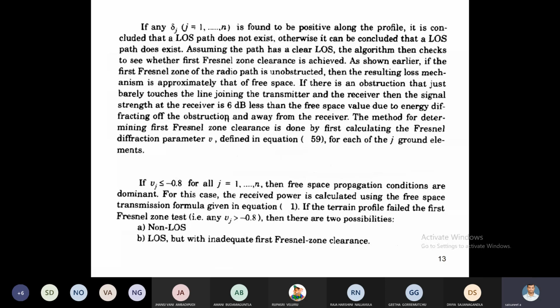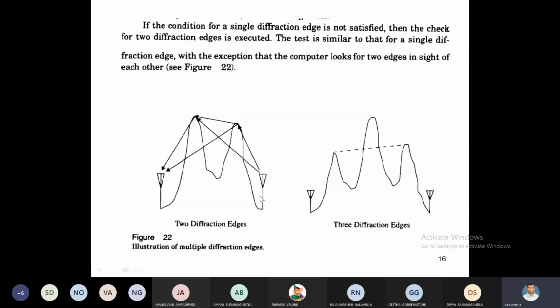We already discussed single diffraction edge and 2 diffraction edges. For single diffraction, no problem. Suppose for 2 diffraction edges, what are they? In between transmitter and receiver, 2 obstacles are present, and from these 2 obstacles we get a diffraction loss. For this model, we have to find the height of these obstacles, take the average, draw a new imaginary obstacle between transmitter and receiver, and find out how much loss we get. Similarly for 3 diffraction edges also, we have to consider like this.